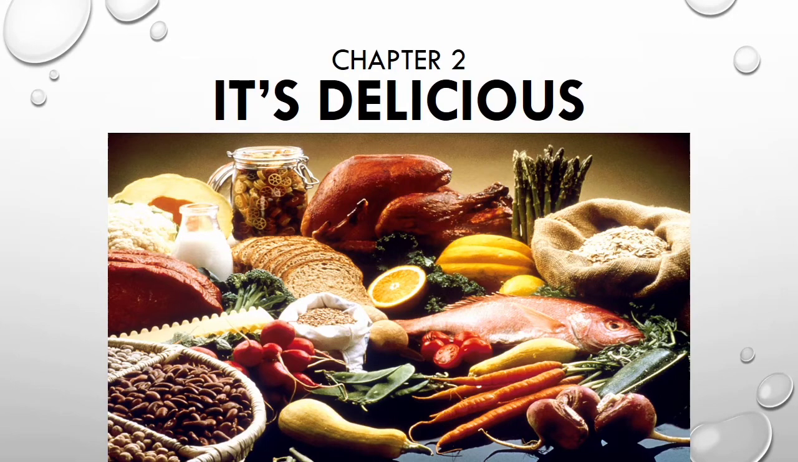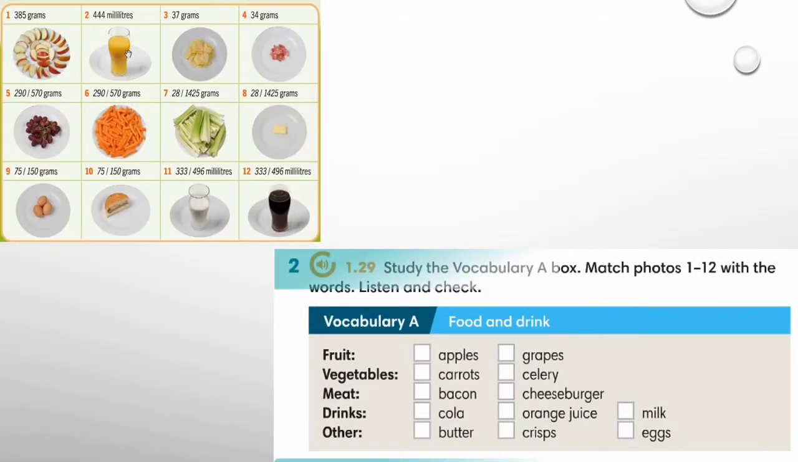Okay, first of all, open your student's book, and you can see there are a lot of foods and drinks here. Okay, listen, study the vocabulary box, match photos 1 to 12 with the words, listen and check. I will give you the recorder, and please listen carefully to this recorder.